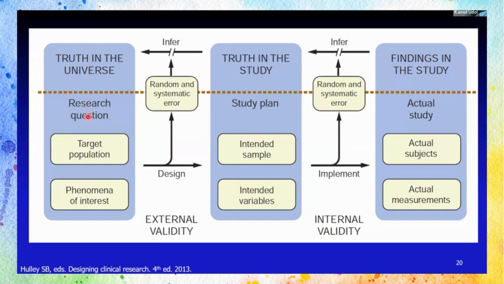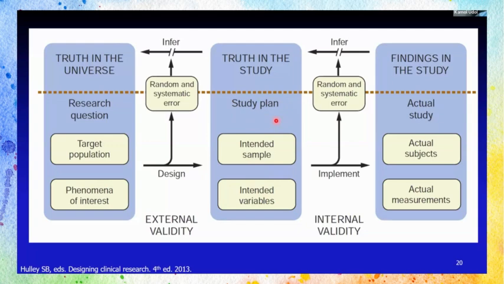From this question, we design our study. We have a study protocol, the study plan. This is what we plan to do with the research. We have an intended sample that would represent the target population. We have intended variables that would represent the phenomena of interest. And when we have the plan, we get approval from the ethics committee, and we conduct our research.